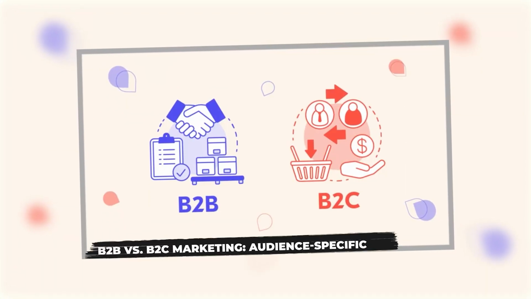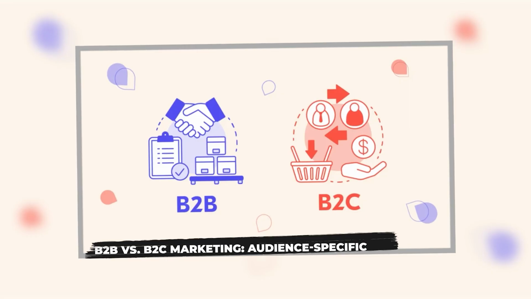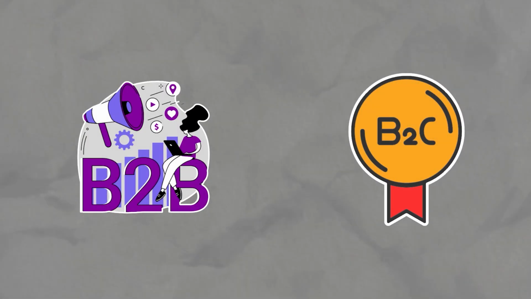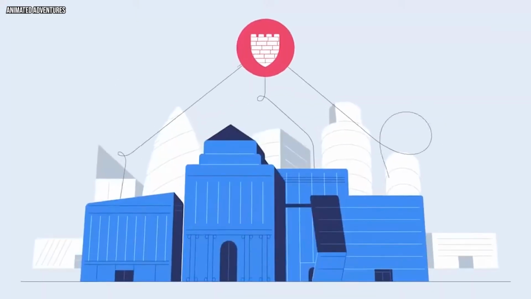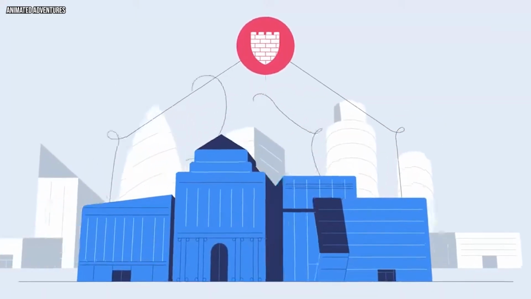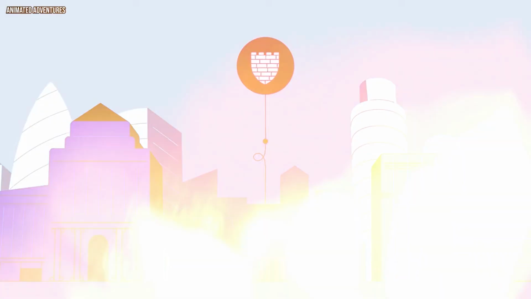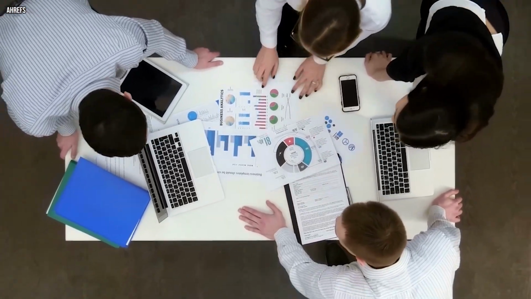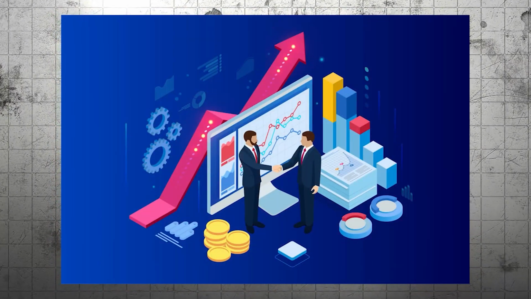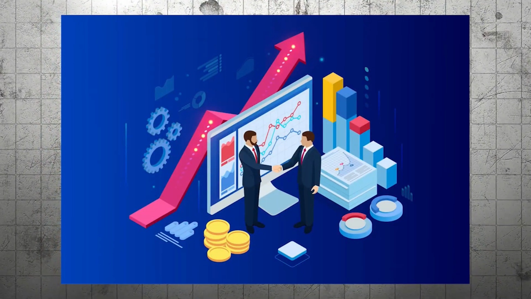B2B versus B2C marketing, audience-specific. It is essential to differentiate between business-to-business and business-to-consumer marketing in order to develop personalized strategies. Through business-to-business marketing, efficiency-enhancing products are sold to other companies. Several different stakeholders are required to contribute because of the longer sales cycles. In order to be successful, business-to-business marketers need to demonstrate how their solutions can solve business challenges.